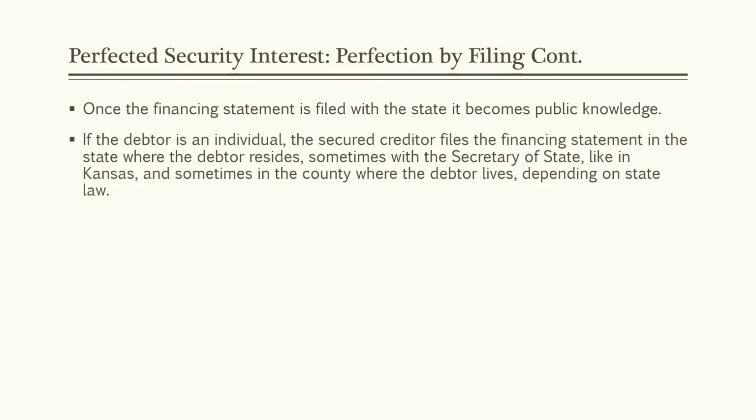If the debtor is an individual, the secured creditor files the financing statement in the state where the debtor resides, sometimes with the Secretary of State, like in Kansas, and sometimes in the county where the debtor lives, depending on state law. So you have to make sure before you file your financing statement that you check state law to find out where you're supposed to file it, because if you file it in the wrong place, it's ineffective and you have no security interest.